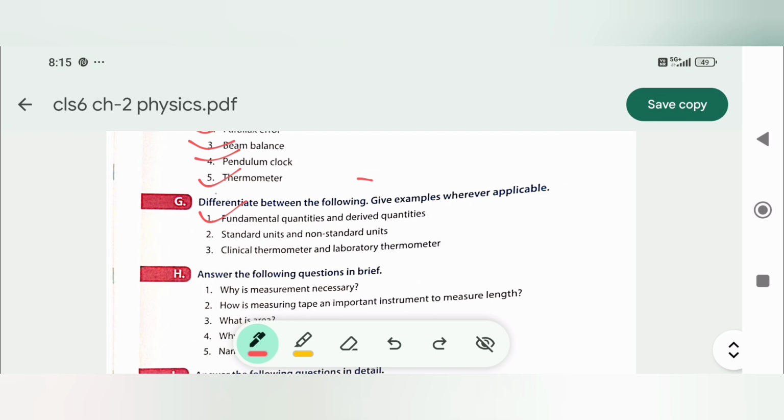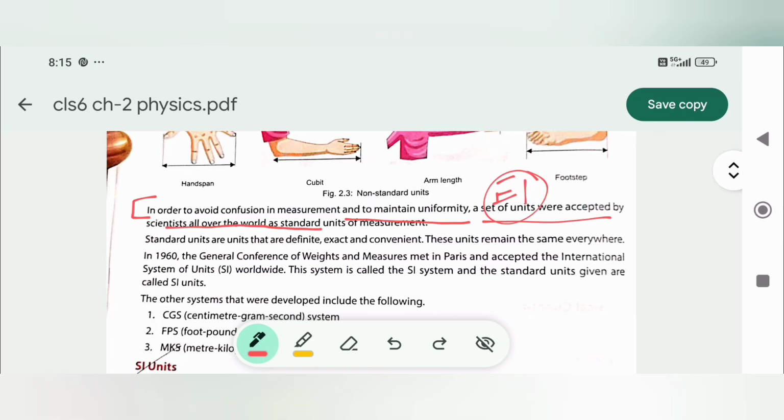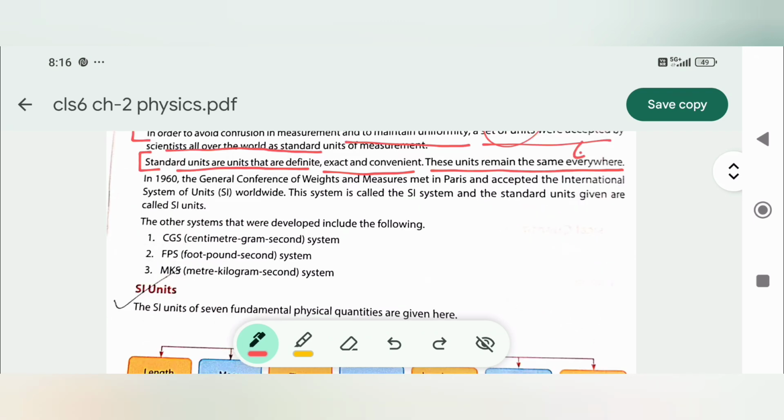Question number 2, standard units and non-standard units. Standard units are units that are definite, exact and convenient. These units remain the same everywhere. This is G 2 for standard unit.